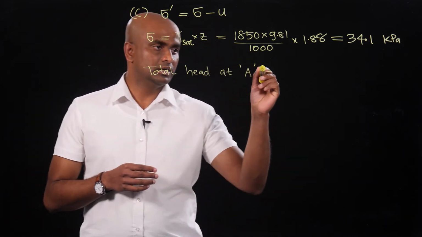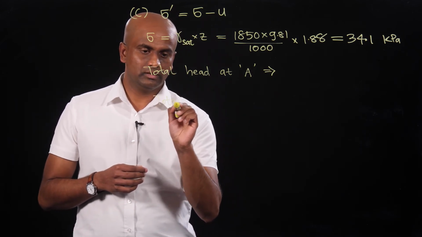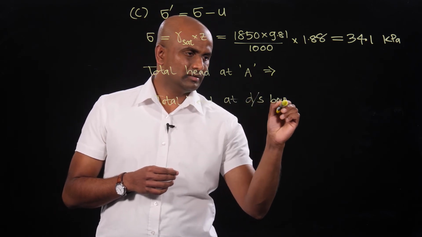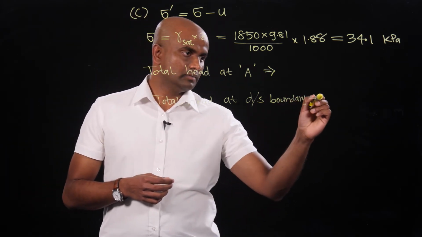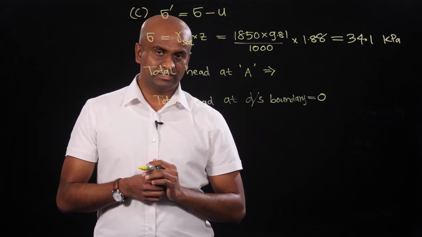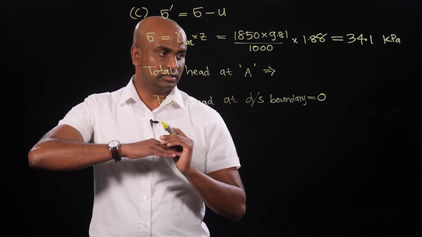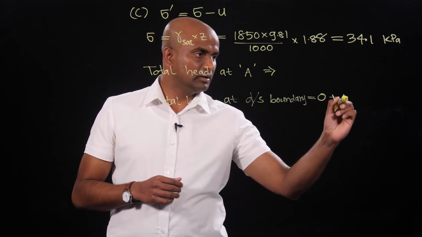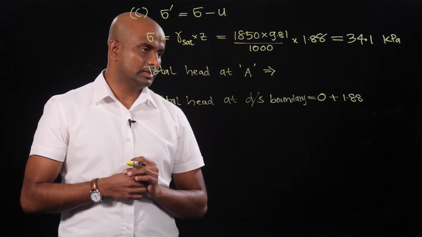To calculate the total head at point A, first we need the total head at the downstream boundary. The pressure head at the downstream boundary is 0 because there is no water above the downstream boundary level. However, there is an elevation head because we considered the datum level as the horizontal level that goes through point A, which is 1.88 meter below the downstream boundary. So that will be your total head at the downstream boundary.